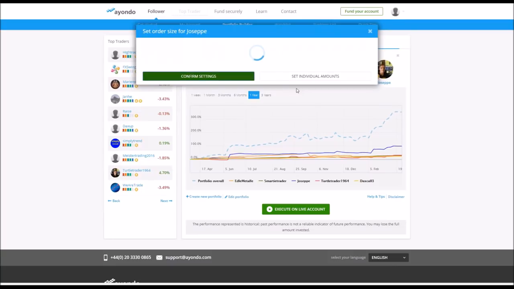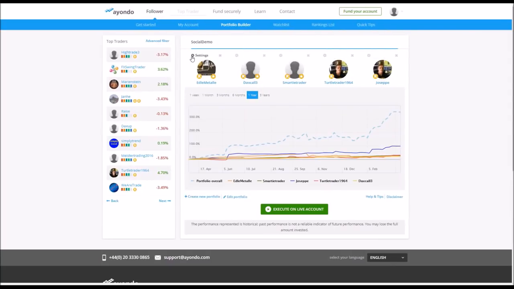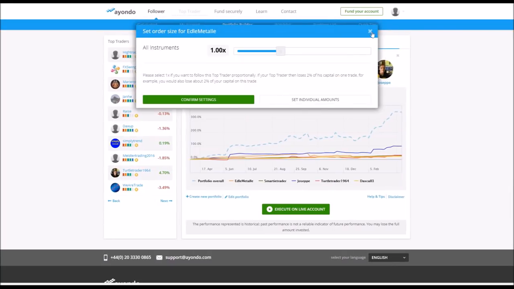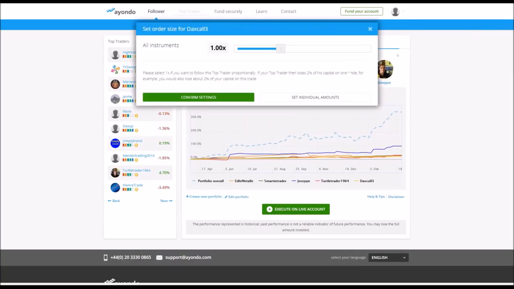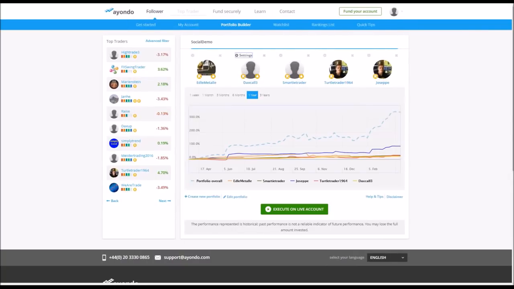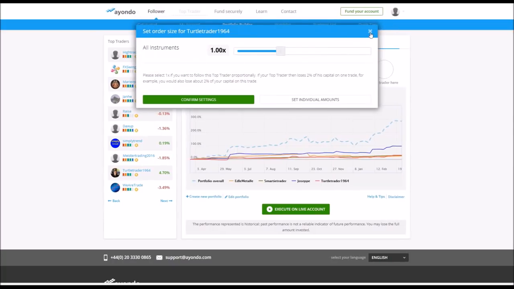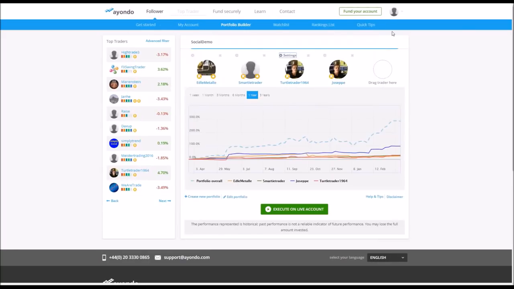So we'll confirm settings, and you can do that for all the different traders that you follow. I think I've got all mine set at 1, so the same percentage risk for all of them. Oh, I've just removed one. Never mind. So I've got the same percentage risk for all of them in there, and that's it. Okay, so we're almost ready to go. I've got 4 traders I'm following now because I've managed to click on one and drop one out. We'll leave it at 4 for now.